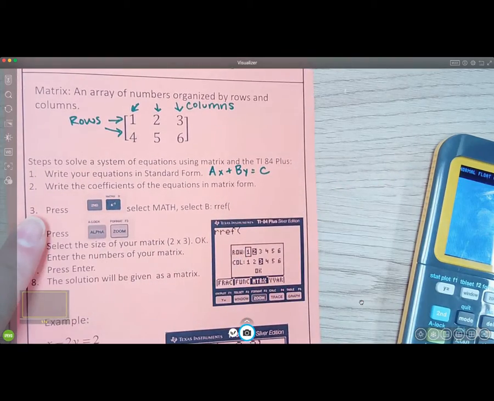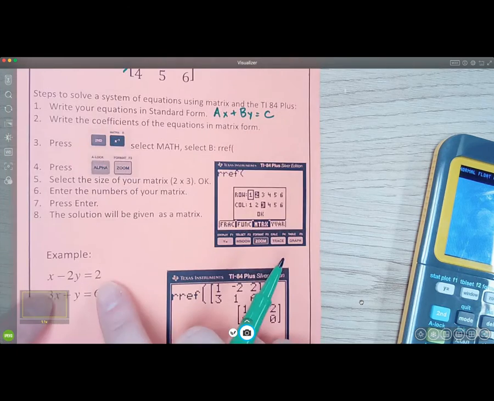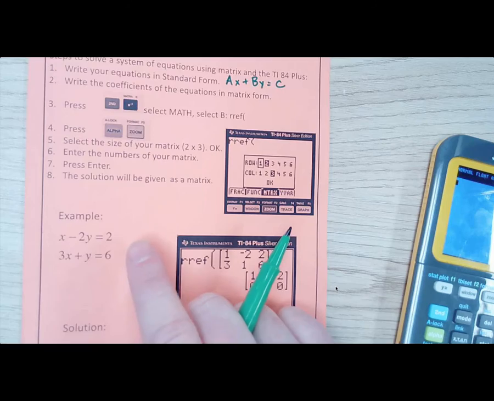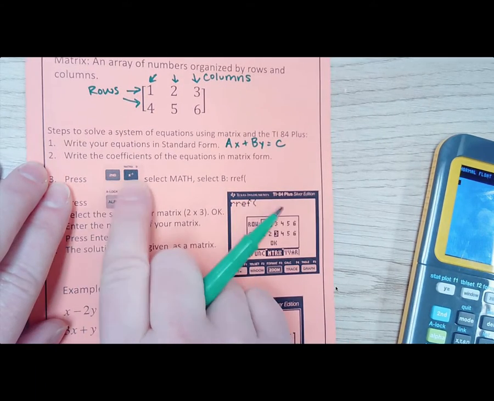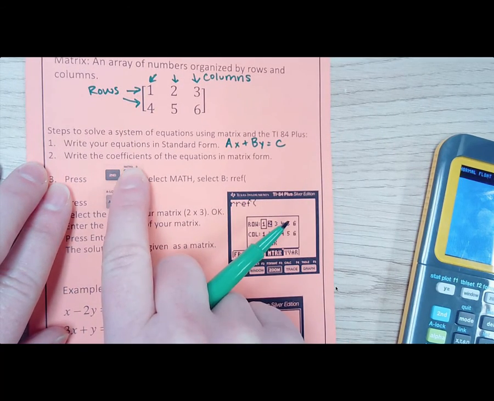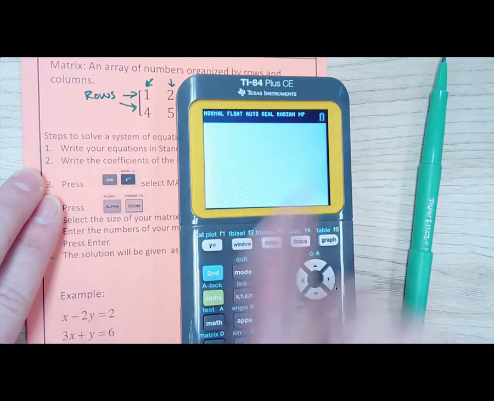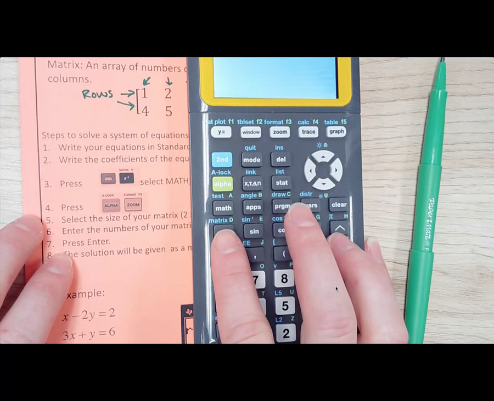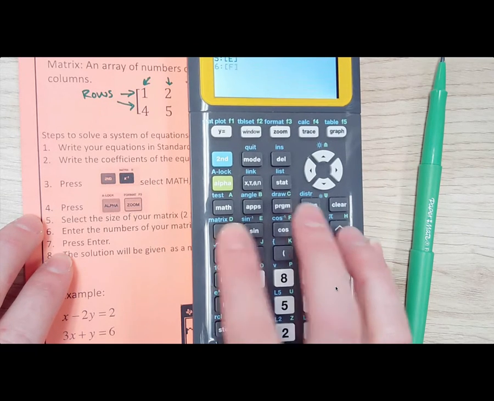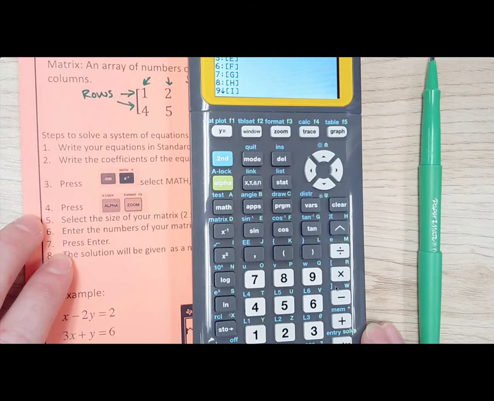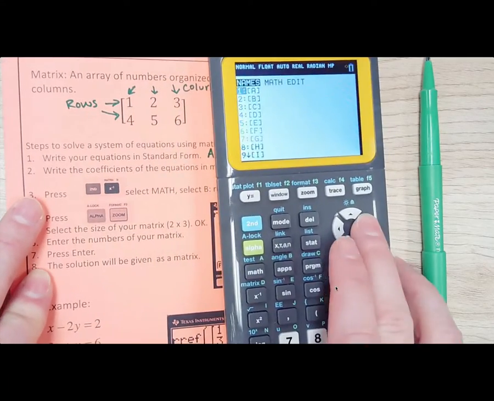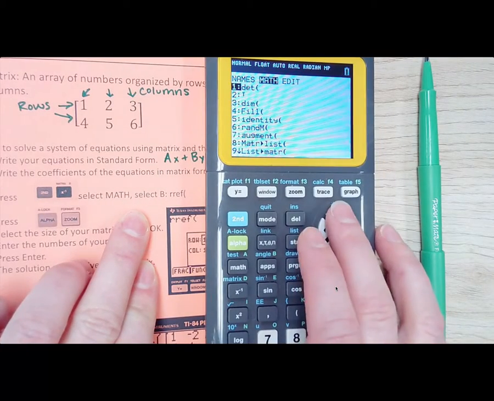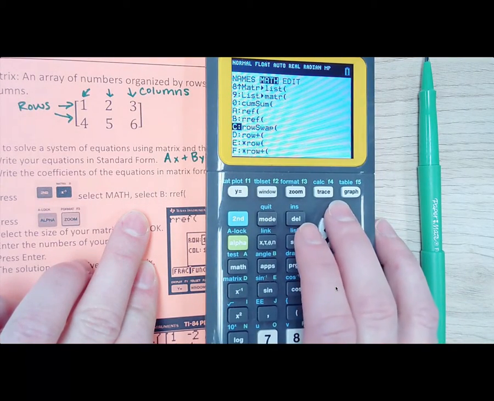Then we're going to do this example using those steps. Then we're going to press second, and then this X to the -1, that's matrix. I want everybody to go ahead and do that. Be at your home screen and go second. Do you see where it has matrix in blue? Matrix. And we're going to go over to math and go down to B, or you can actually go up until you get to B.